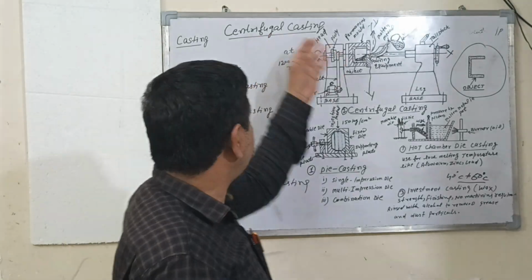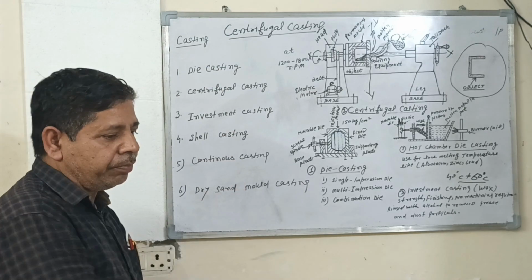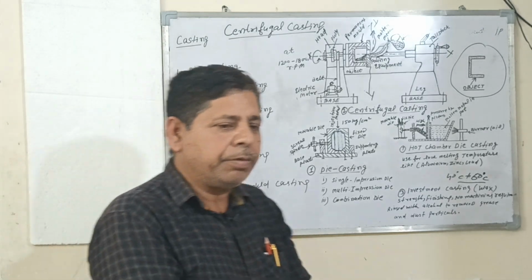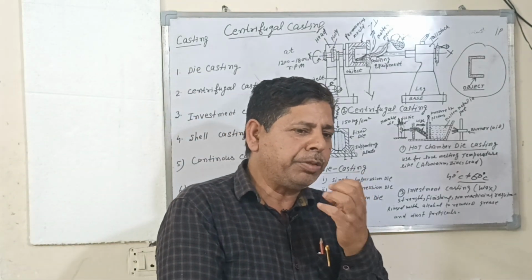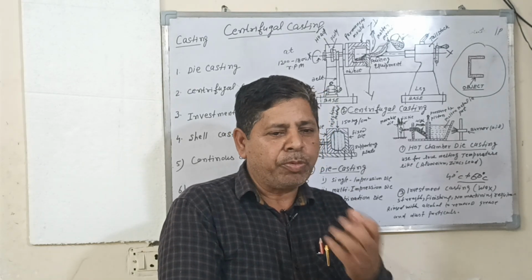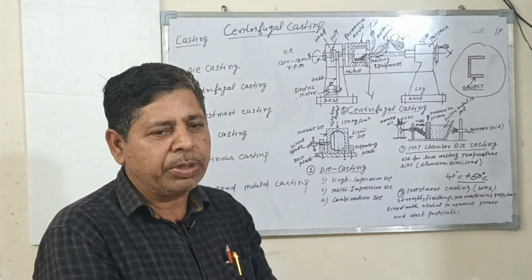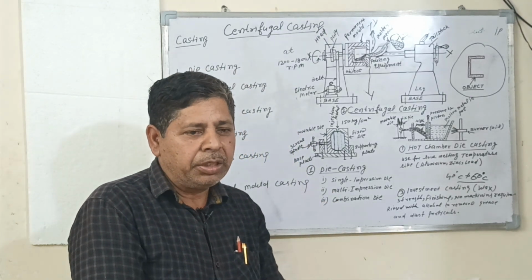Today my topic is centrifugal casting. First I am telling you about casting. The raw material is heated. The raw material is melted in different types of melting equipment like a cupola furnace, indexing electric furnace, open hearth furnace and crucible furnace.